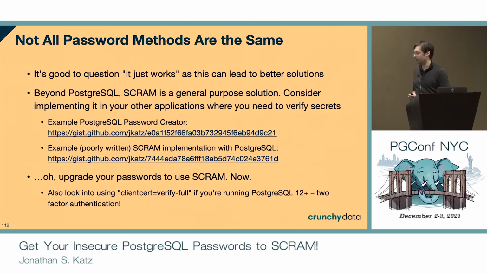And a fun note, I only briefly talked about it, but there's a way to do two-factor authentication in Postgres starting with version 12. In the HBA file, if you set clientcert=verify-full and combine it with SCRAM, Postgres checks that your client has both a valid TLS certificate that it can match to your identity, as well as doing SCRAM authentication.